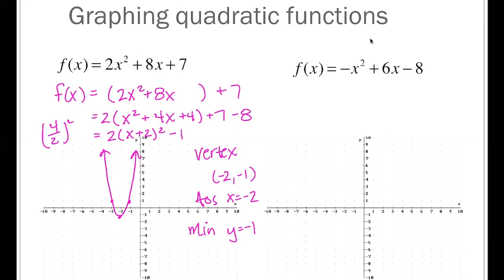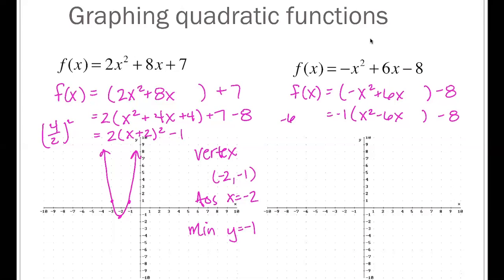On the next one, again, we do not have a coefficient of 1 on our x squared. We have negative x squared plus 6x, negative 8 on the outside. Again, we're going to factor out the negative 1. When we do that, we get x squared minus 6x, and then minus 8.